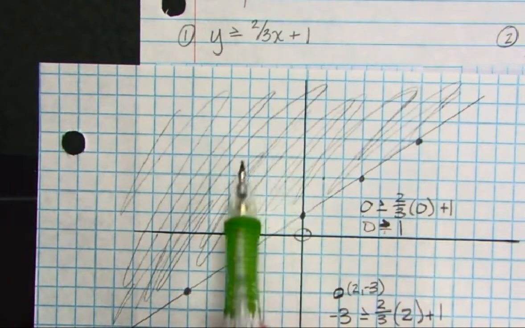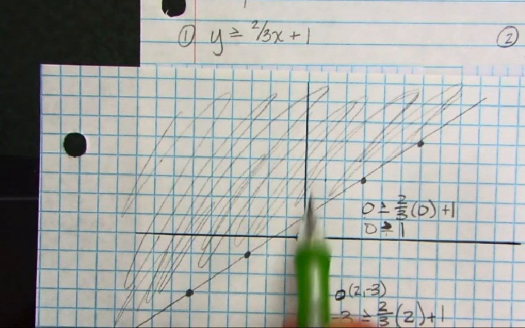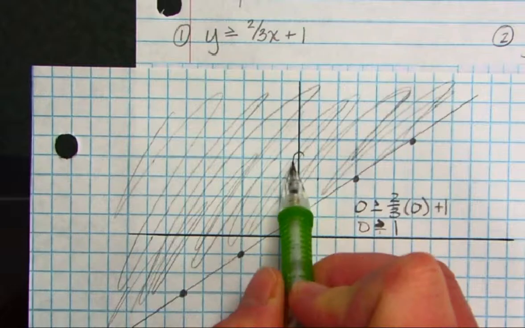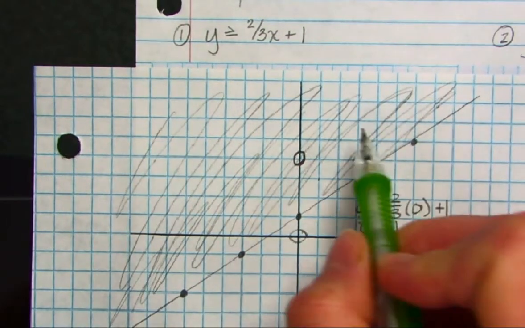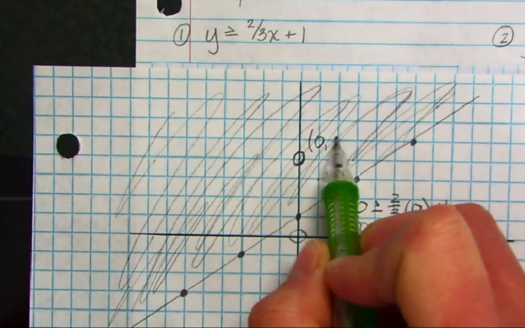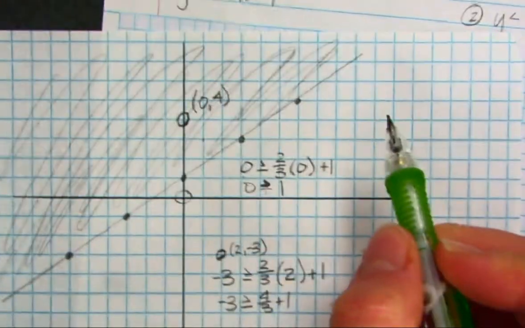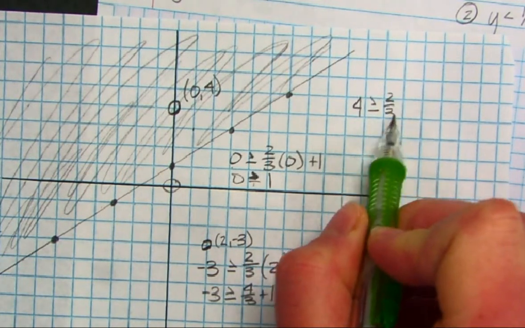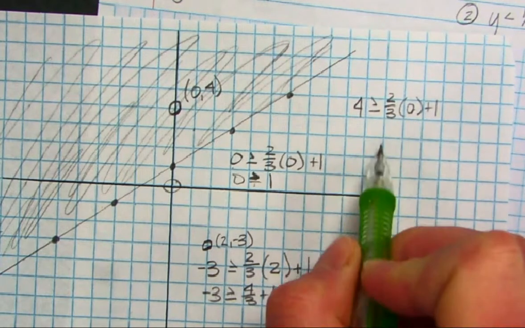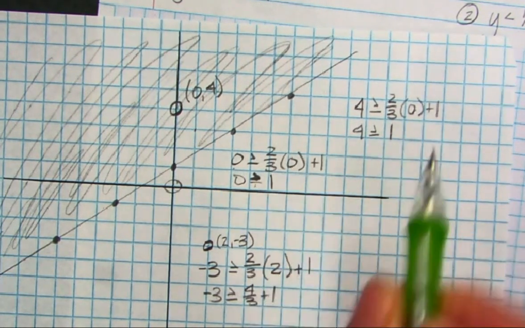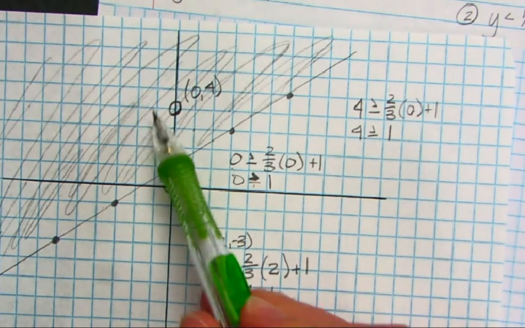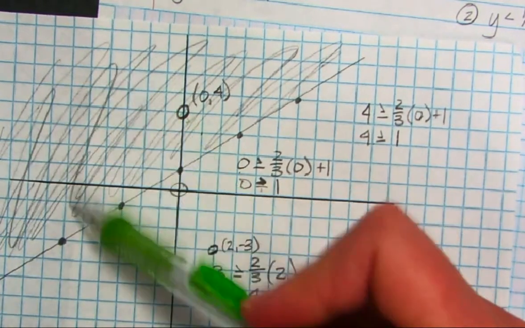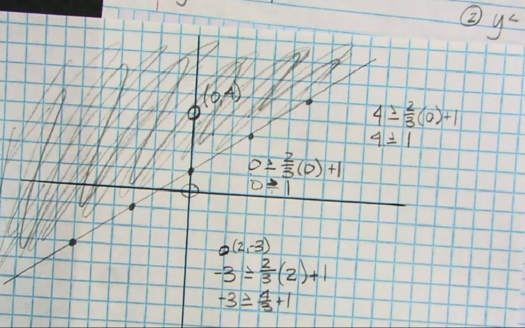Let's find a shaded point here. Let's use 0 for x and 1, 2, 3, 4 for y. We'll choose that point up here, so this ordered pair is 0, 4. I'm going to plug that in. I have 4 is greater than or equal to 2/3 times 0 plus 1. 2/3 times 0 is 0, so 4 is greater than or equal to 1. Well, that's true. 4 is greater than 1, and that ordered pair that gave me a true statement is shaded in. So that's how I know which side of my line to shade based on my equation.